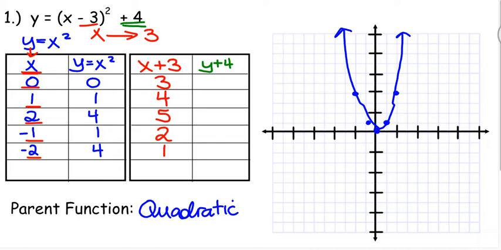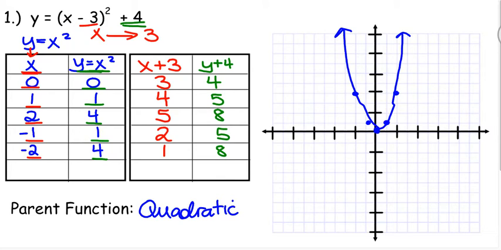All right, now we're going to go ahead and add 4 to all of our y values. So this column here. So 0 plus 4 is 4. 1 plus 4 is 5. 4 plus 4 is 8. 1 plus 4 is 5. 4 plus 4 is 8.